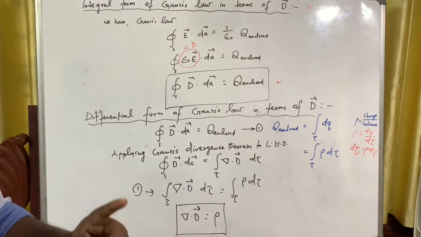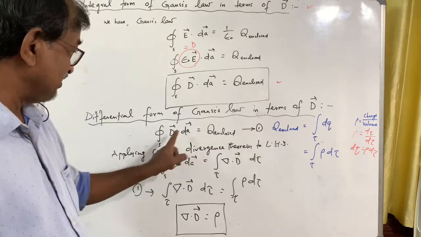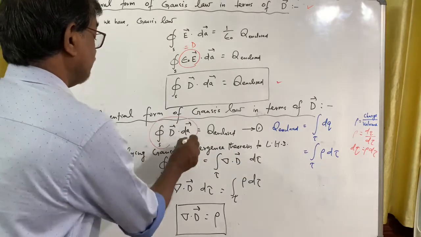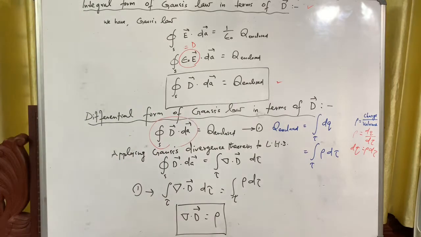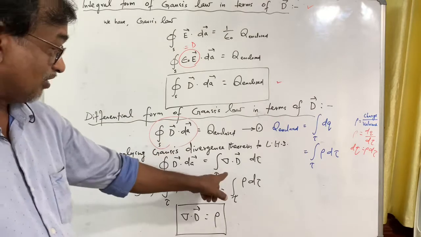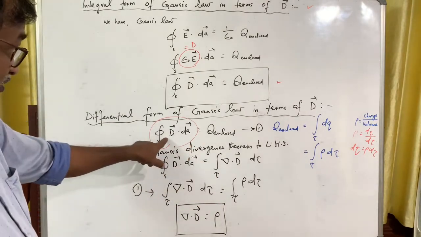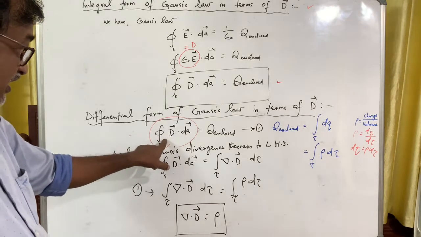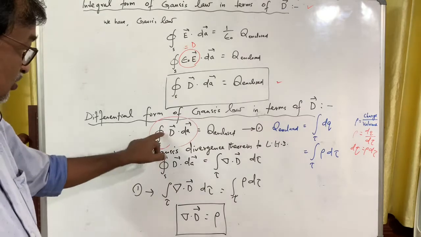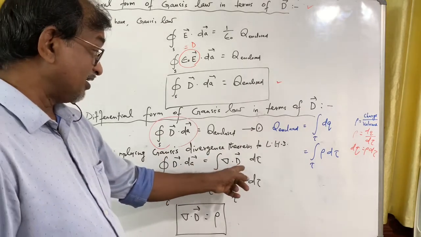So for this Q enclosed, we substitute the volume integral of rho d tau. At the same time, we apply Gauss's divergence theorem to the LHS of this equation. What is Gauss's divergence theorem? The surface integral can be converted into a volume integral. So if you convert this surface integral into a volume integral using Gauss's divergence theorem, you get closed surface integral D dot dA equals volume integral del dot D d tau.